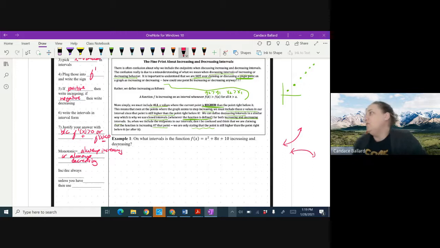So this kind of goes back to Marilyn's question, okay? When we're increasing or decreasing, we always use brackets, okay? Unless you have infinity, when you have infinity, you use parentheses. We always use parentheses.